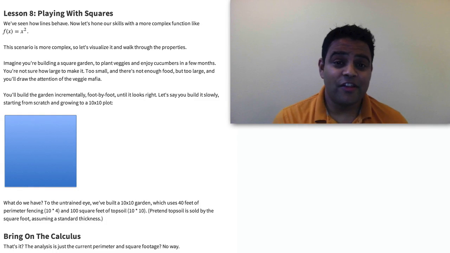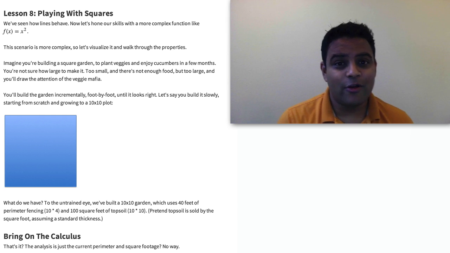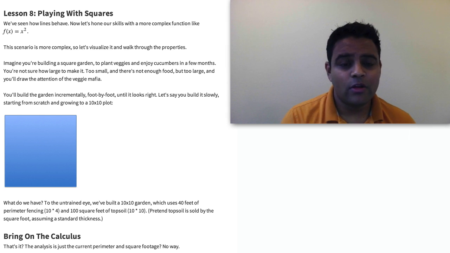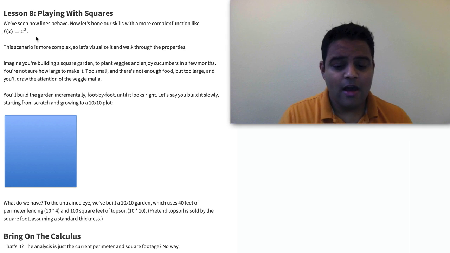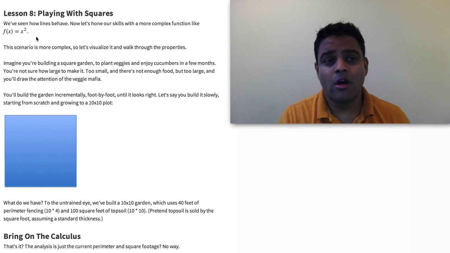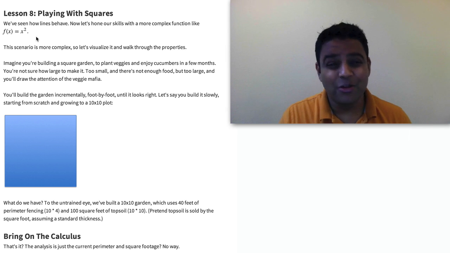Hi all. In this lesson, we're going to look at a more complex function like a square and analyze it using calculus and see if there's any rules we can figure out. So we can start off with f of x equals x squared, a typical square. Because this situation is a little more complicated than a line, I'm going to visualize it so we have a few analogies we can use.